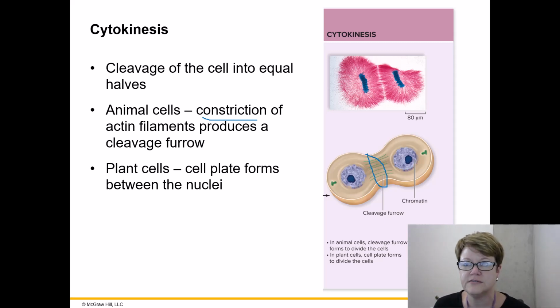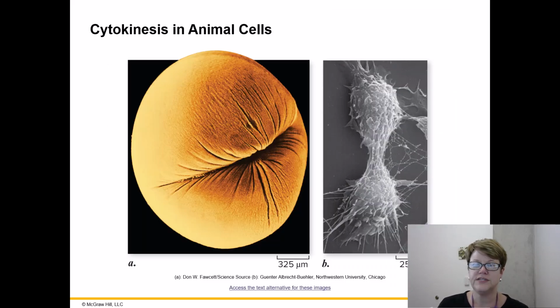we have two cells. In plants, the cell has to build a new cell membrane in between and then a new cell wall because this is too rigid. The membrane can't pinch like this. So in plant cells, we have the formation of a cell plate. So let me show you that briefly.